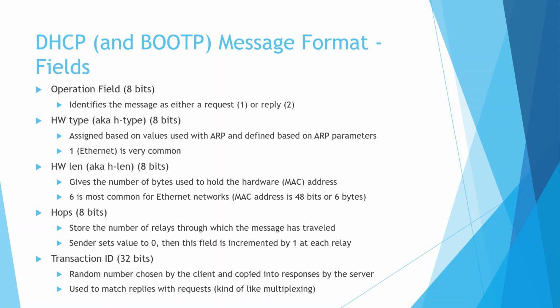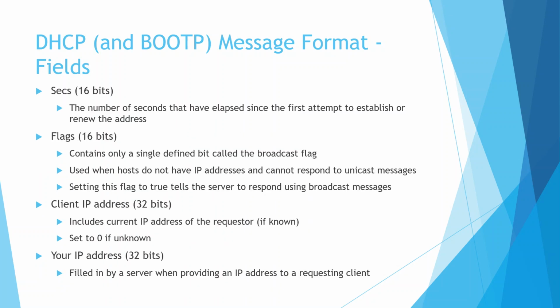Then we have the transaction ID, which is going to be 32 bits. This is some random number that's chosen by the client, and we use that so that we can keep all these messages straight. Again, this is more of that multiplexing type of scenario where we have a whole bunch of different negotiations occurring all at once, and we need to be able to keep this straight in some way. So we use the transaction ID to match our multiple replies and requests together.